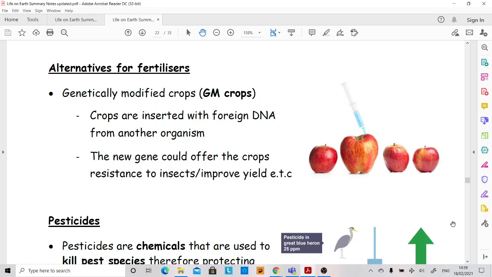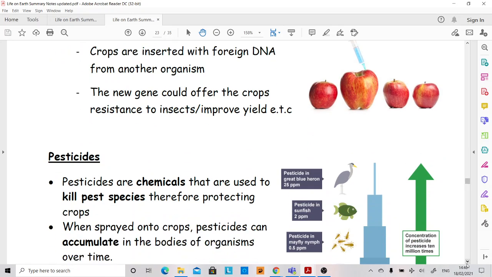What you do is you take DNA from one species and incorporate it into another species. So one example might be making plants which can grow with fewer nutrients. So that would cut down your use of fertilisers. Other things you can do is make plants that grow bigger to give a bigger yield. And one example is the flavour saver tomato, which has been genetically modified to have just as nice a flavour as one that's been freshly picked, even though it's been in a supermarket for a long time. So genetically modified crops can be an alternative to fertilisers.